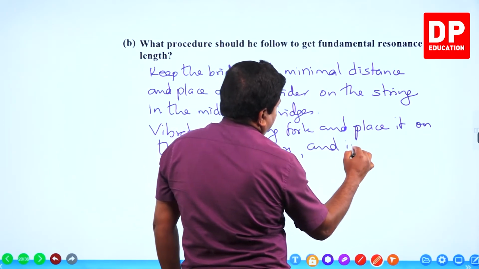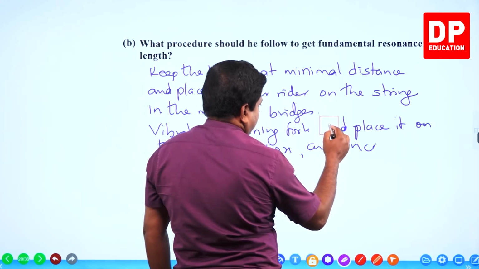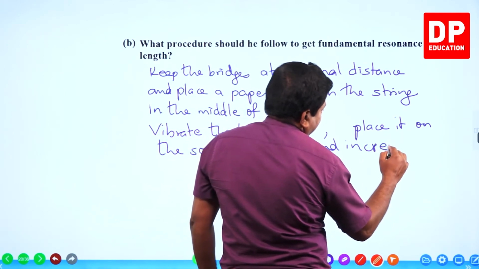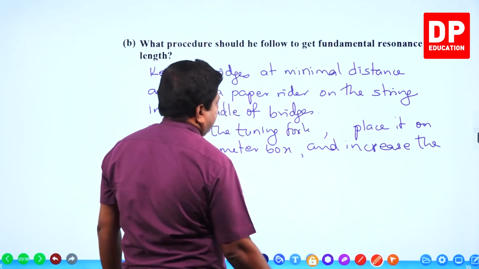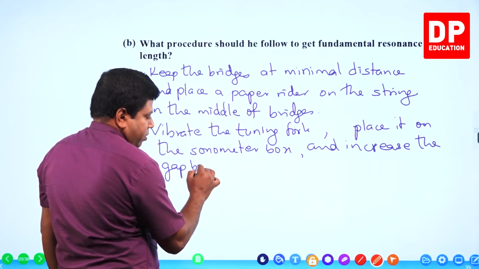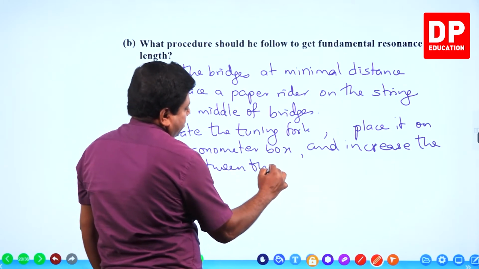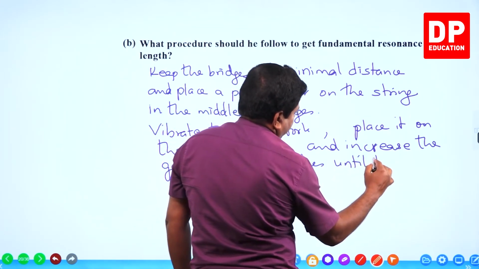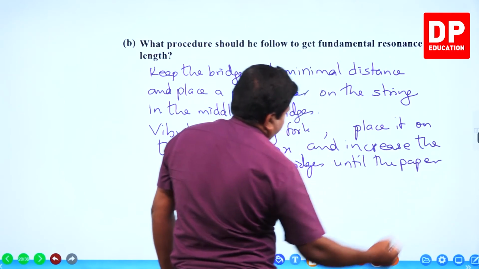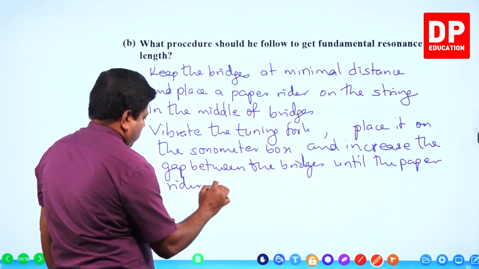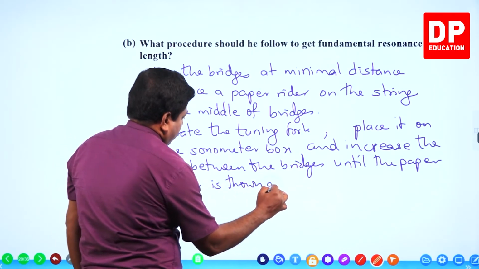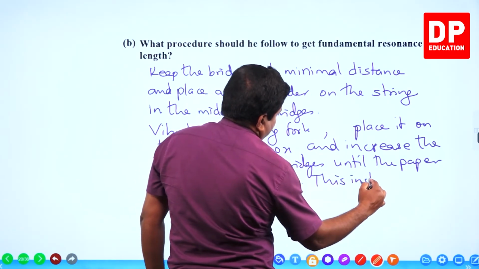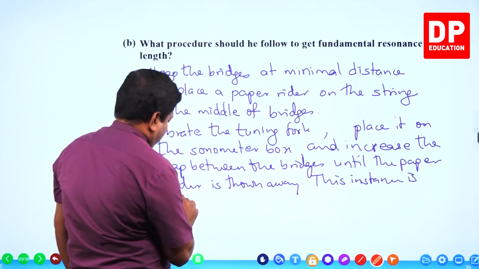Vibrate the tuning fork, place it on the sonometer box and increase the gap between the bridges until the paper rider is thrown away. This instance is fundamental resonance.